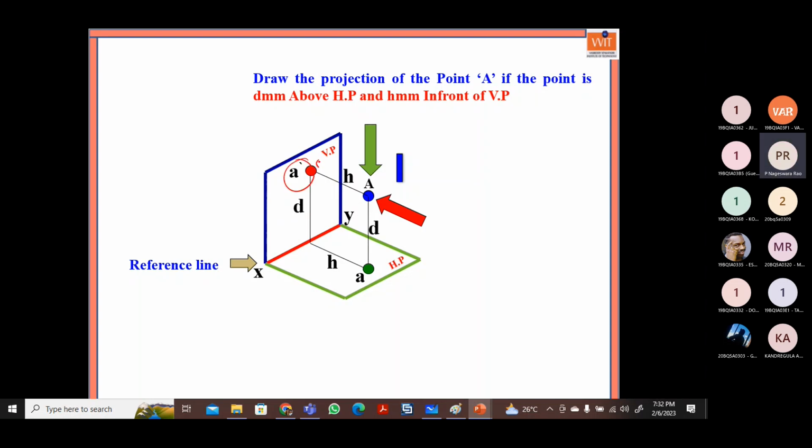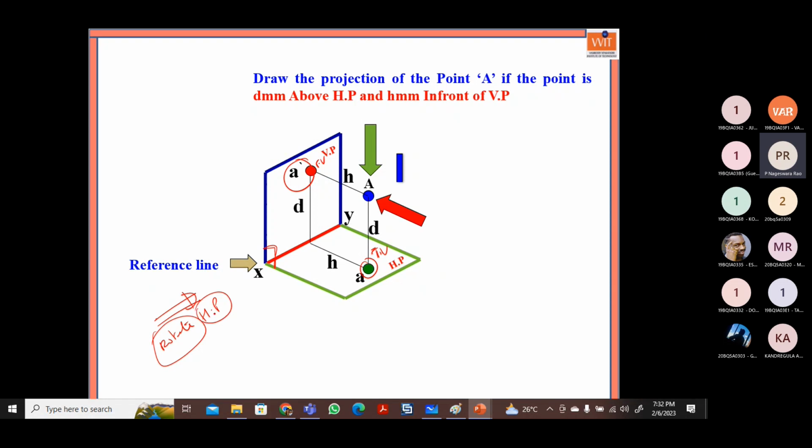So this is the front view image and this is the top image. We are discussing only the front view and top view. Now the vertical plane and horizontal plane are mutually perpendicular to each other, but our drawing sheet is a plain paper. So I am applying a rule when you look in this direction.